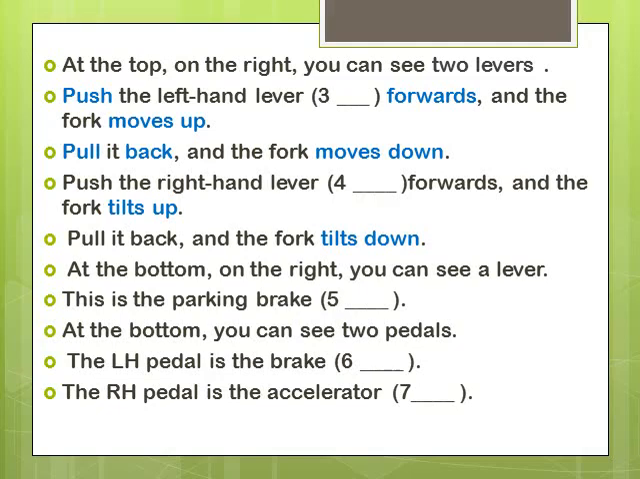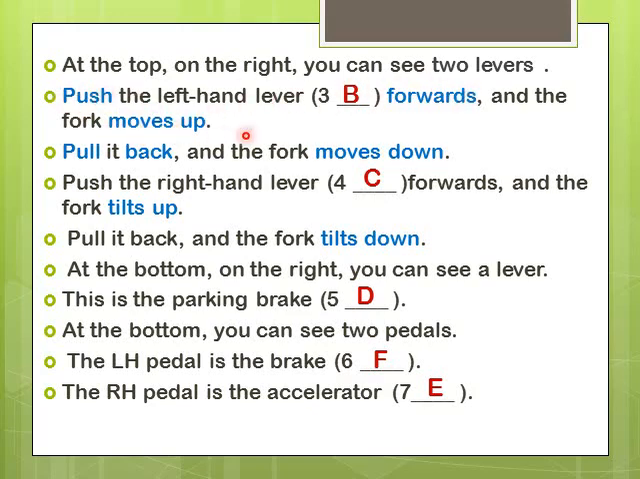So did you get all the answers correct? Let's see. So number 3 is letter B. Number 4 is letter C. Number 5 is letter D. 6 is letter F, and 7 is letter E.